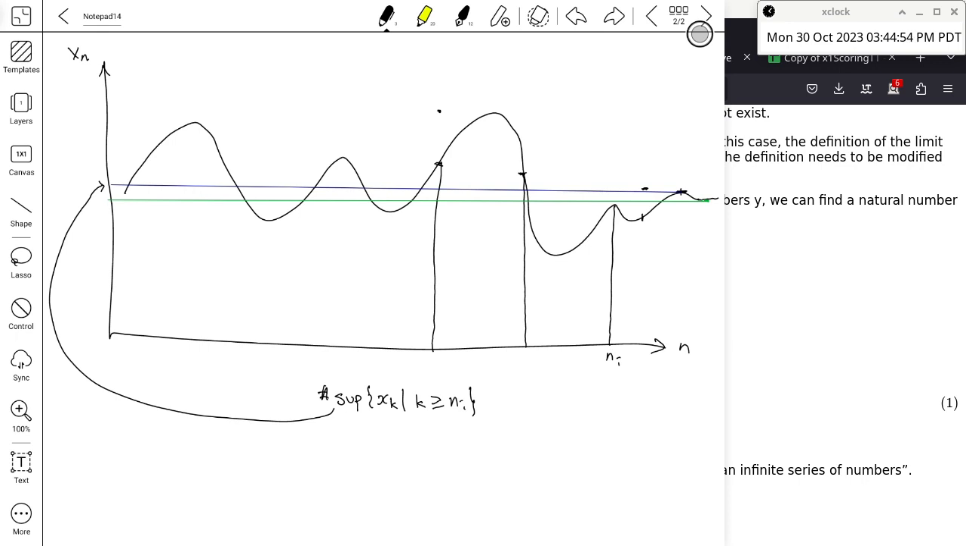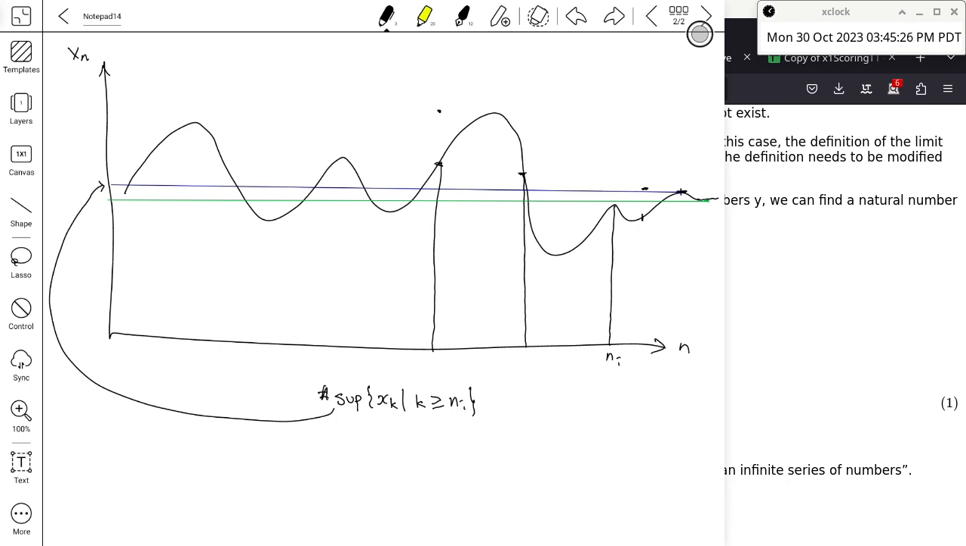So I don't know exactly what n_i is. We just know that it's some kind of natural number. And then we're asking, what is the maximum of all the values starting at x_{n_i}? So we are looking at this point, this point, and all the future points. But after this point here, everything stays the same, so I don't have to really consider that anymore.